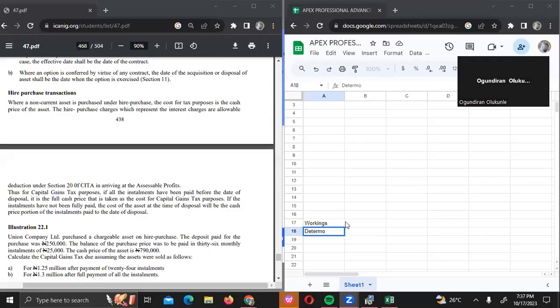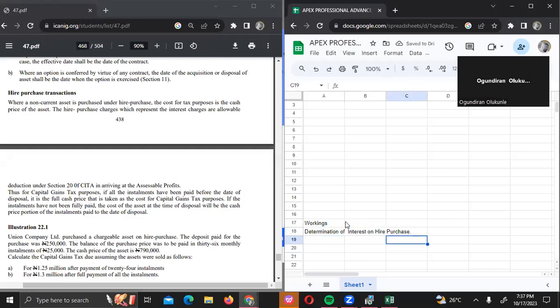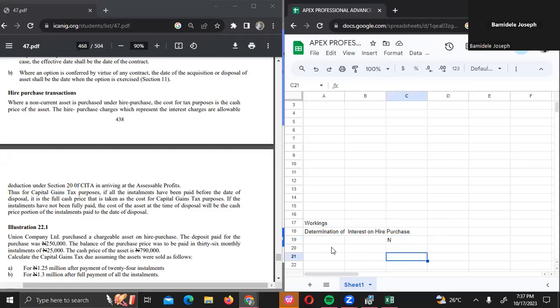So the first way to go about it is determination of interest on hire purchase. Okay, so you have your naira sign now. So you have the cash price. How much is the cash price? If you were to pay for that asset in cash, you would have paid how much?